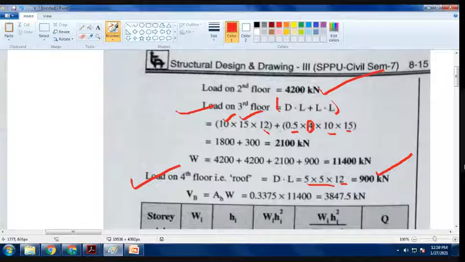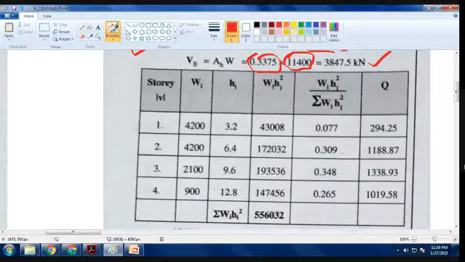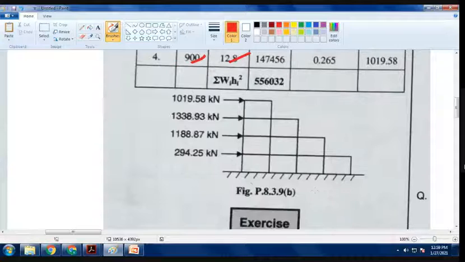So you have got the loads for each floor: first floor, second floor, third floor, fourth floor. Add all of these, all the four. So we will get 11,400 kilonewton multiplied with AH. So you will get the value of VB equals 3847.5 kilonewton. Therefore, just go for the tabular column, substitute the values, and find the value of Q.